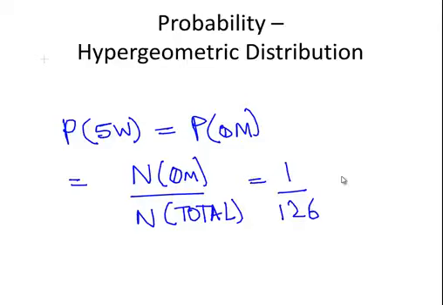And the answer to that, let me get my calculator out, is 0.0079. As a decimal, 0.0079, or in other words, 0.79%, less than 1%. So that's the answer to that question.